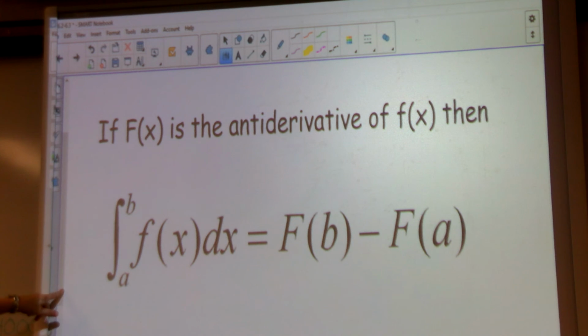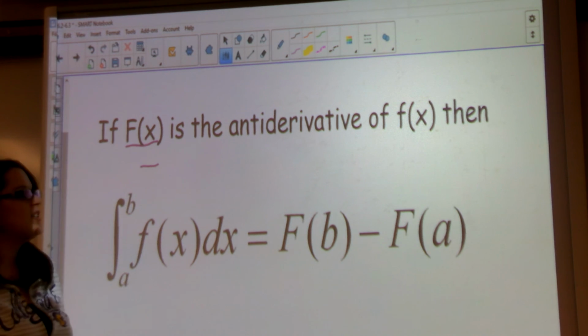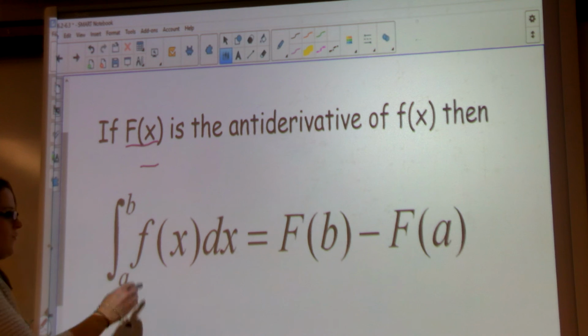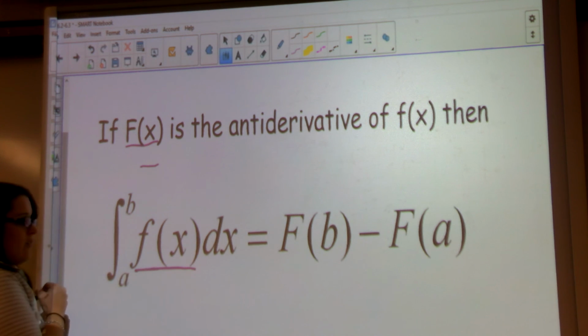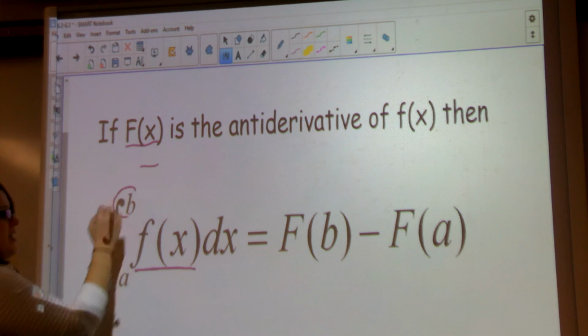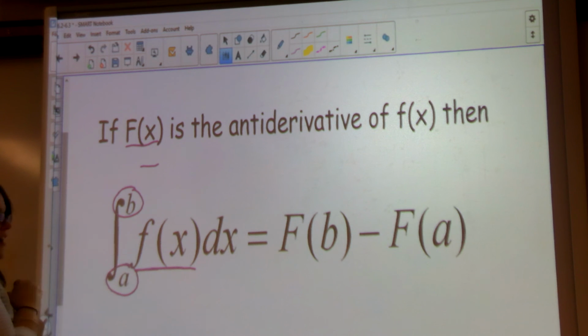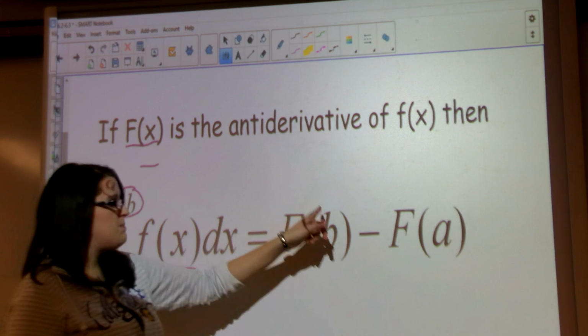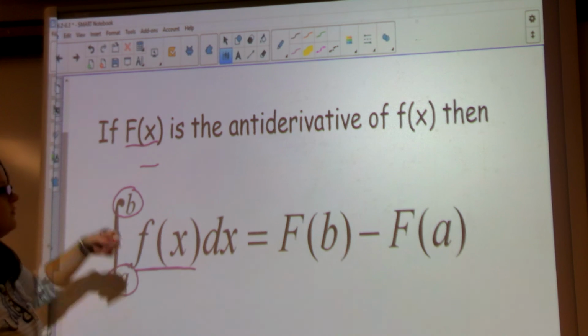If big F is the antiderivative of little f, you can take the antiderivative, evaluate at B, evaluate at A, subtract, and get the area under the curve without the graph. Without the graph. Order matters, it must be B minus A.